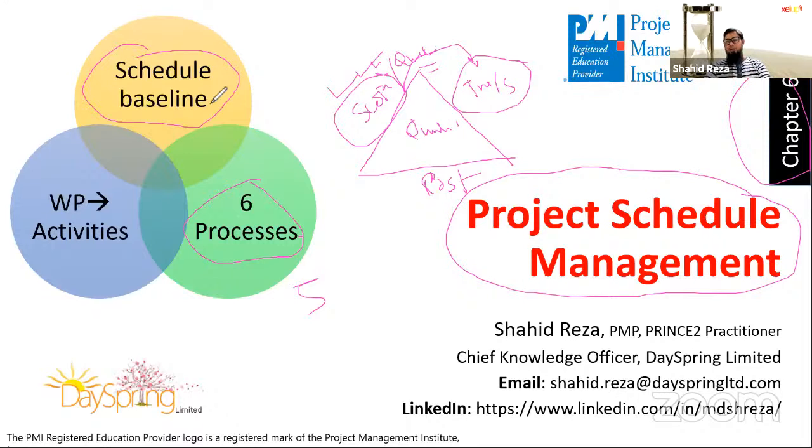So in the earlier chapter, we got the scope baseline. Now from this chapter, we'll get the schedule baseline. And the discussion of this chapter will start with this one: work package.